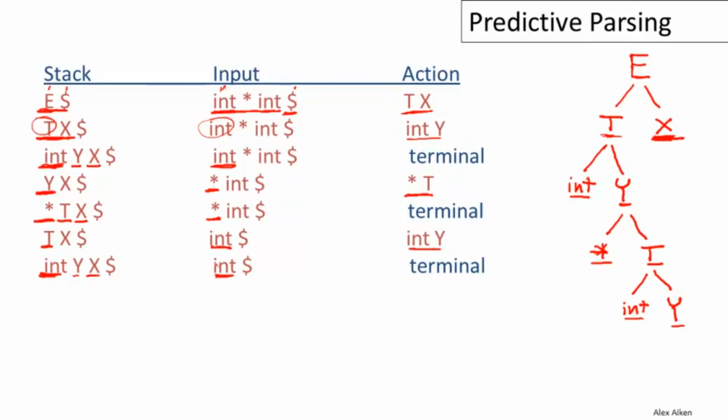We match it against the next terminal in the input stream. They match. And now we have consumed all the input. $ is the only thing left to go in the input, but our stack is not empty. Okay, and so at this point, what does that mean?